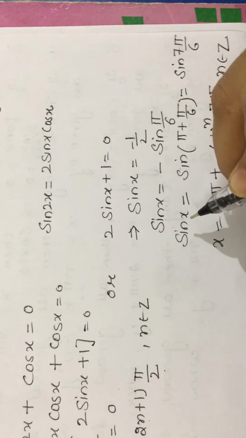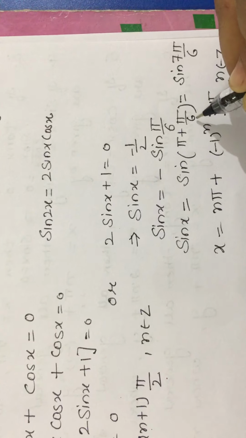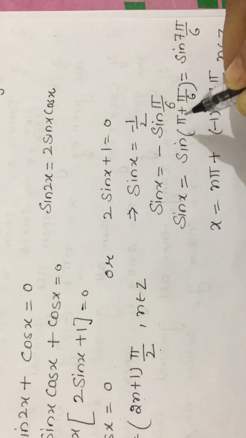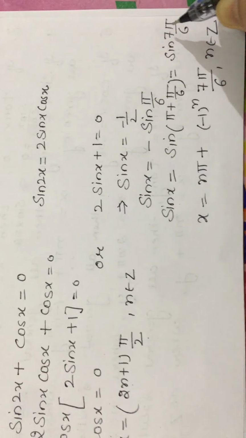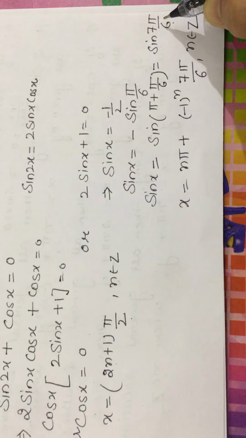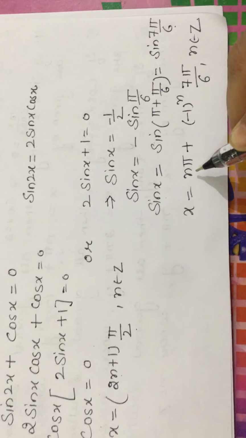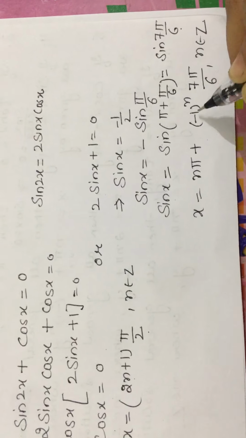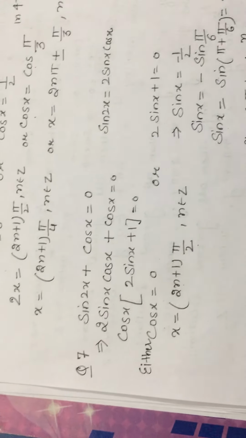So we are writing this in the third quadrant. Sin x equal to sin (pi plus pi by 6). You can also write this in the fourth quadrant, like sin x equal to sin (2 pi minus pi by 6). So this is sin x equal to sin 7 pi by 6. You know that if sin x equal to sin y, then all the general solutions are given by x is equal to n pi plus (minus 1) raised to the power n into y. Here y is equal to 7 pi by 6, where n belongs to integers.